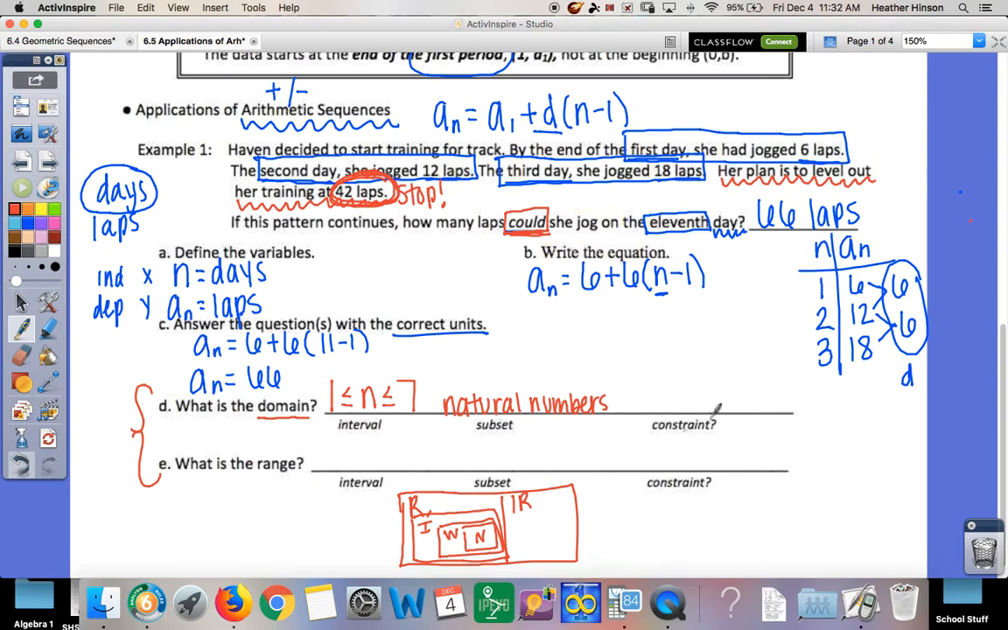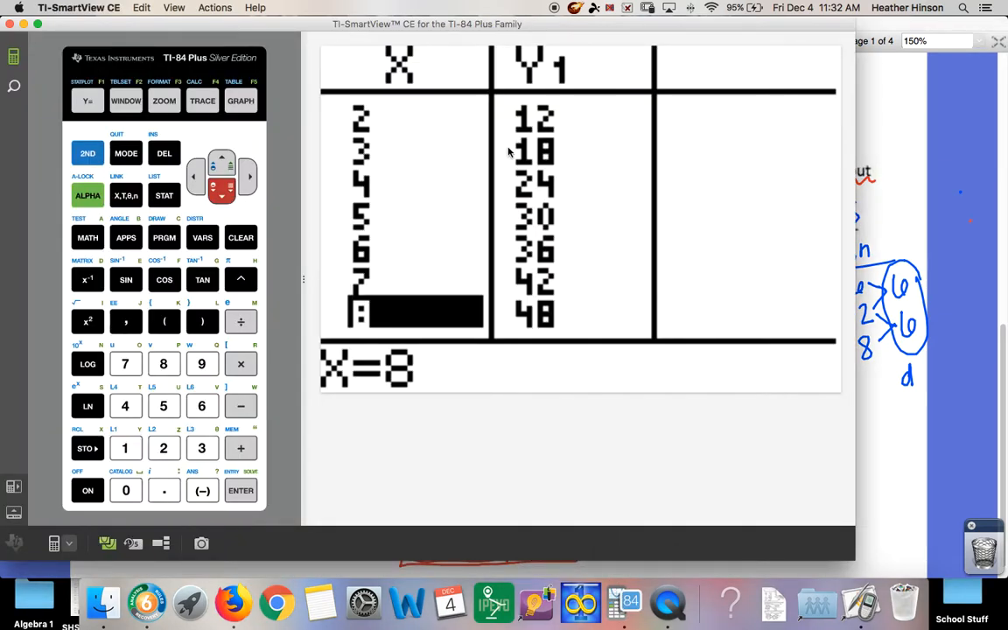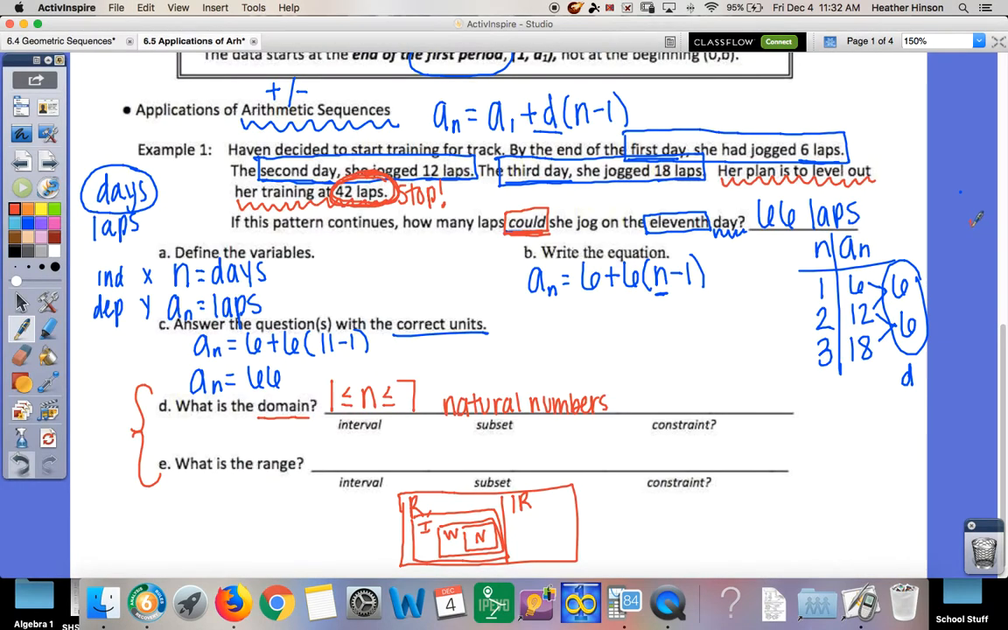Okay, can you constrain it any further? Did we get every single number between 1 and 7? Or could we? Could she do on day 3, could she jog 18 laps? On day 4, does she do 24? On day 5, does she do 30? All the way up to 7. Yeah, she hits every single day in between. So that means there's no extra constraint on this.